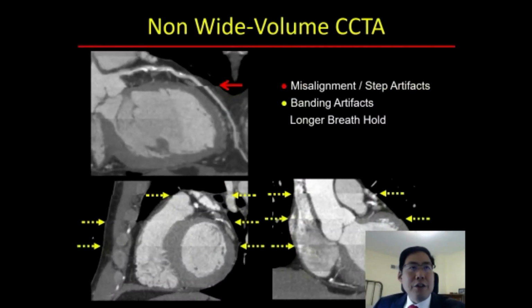If you don't have a wide volume CT system, you can encounter misalignment or stair-step artifacts from imaging over several heartbeats. So here's an example of a left anterior descending artery, which is misaligned, and this makes interpretation more difficult. If you don't image the heart at one time point within one heartbeat, there can be beat-to-beat variability, and the breath hold times can be longer, which, if the patient can't adequately hold their breath, can cause chest wall motion artifacts, which really exacerbates any sort of alignment issues.